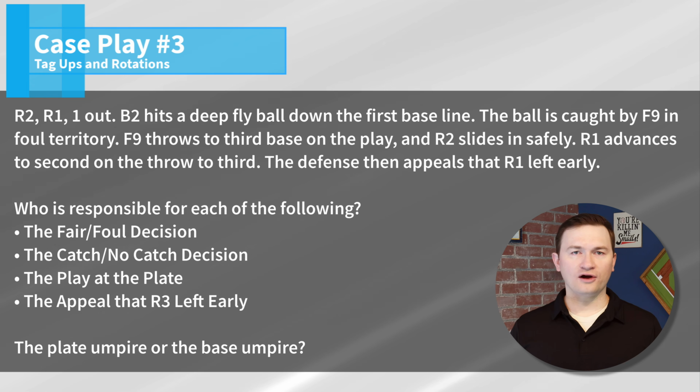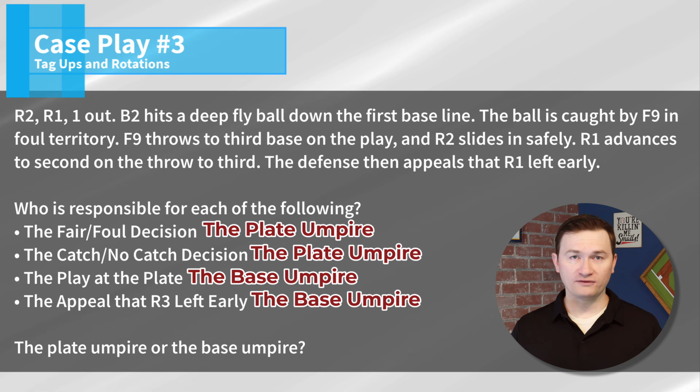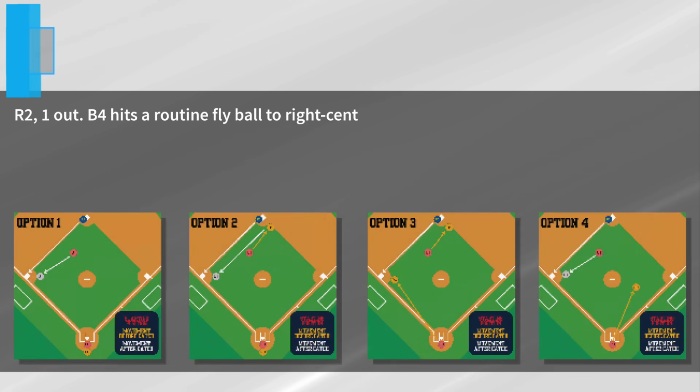The correct answers here are the fair foul and catch-no-catch belonging to the plate umpire. And the play at third, as well as the appeal on R1 leaving first base early, belong to the base umpire. Because the ball is down the first base line, it is a trouble ball and belongs to the plate umpire for fair foul and catch-no-catch. As we've said, all tag-ups at first and second always belong to the base umpire. And for that reason, so does the appeal on R1. The play at third also belongs to the base umpire because there is no rotation on a trouble ball down the right field line.